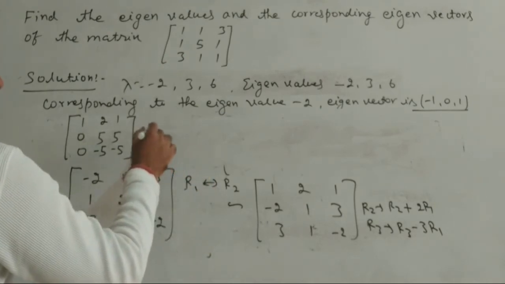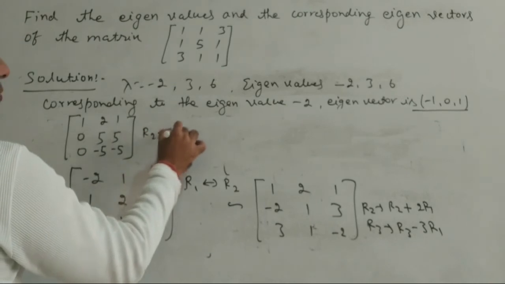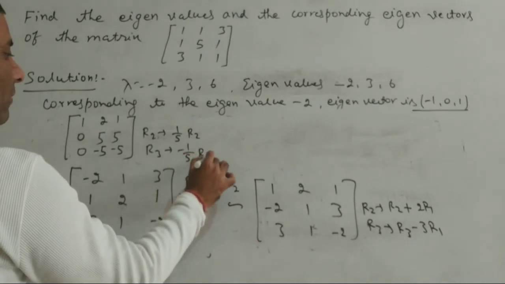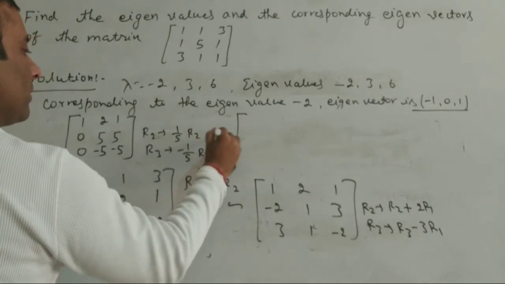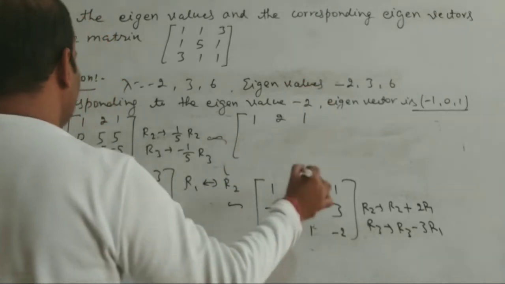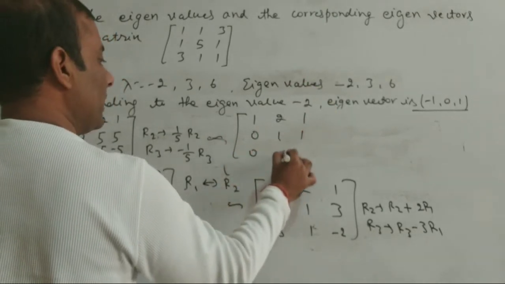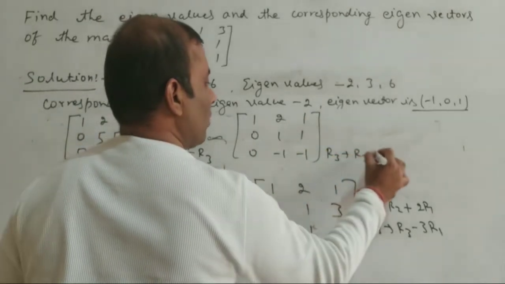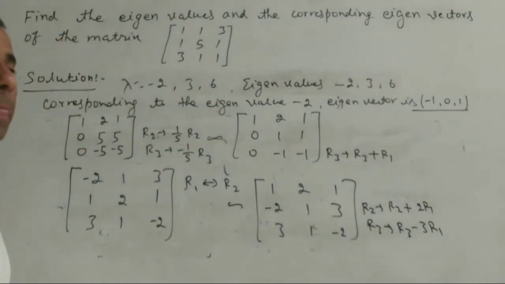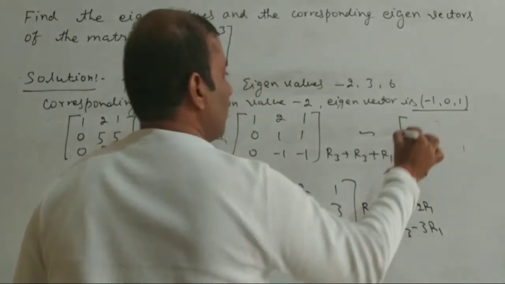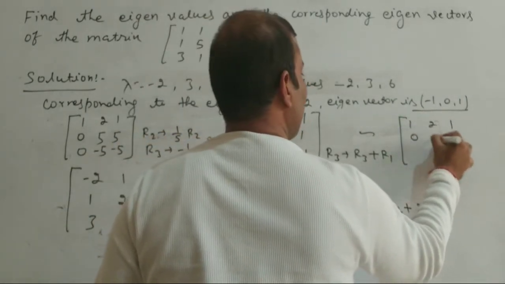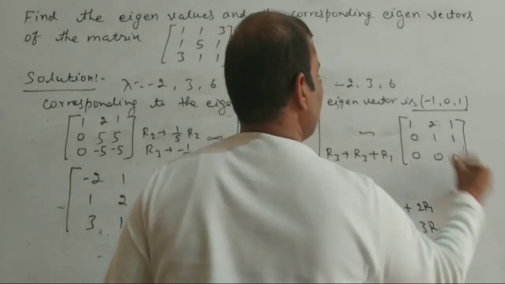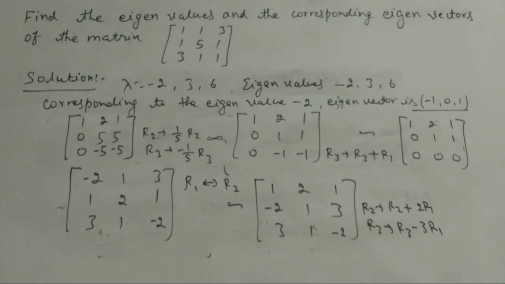Then again R2 goes to 1 by 5 R2, and R3 goes to minus 1 by 5 R3. Then it becomes 1 2 1, 0 1 1, and 0 minus 1 minus 1. Applying R3 goes to R3 plus R2, then it becomes 1 2 1, 0 1 1 and 0 0 0. Clear? Now we have to solve this equation.